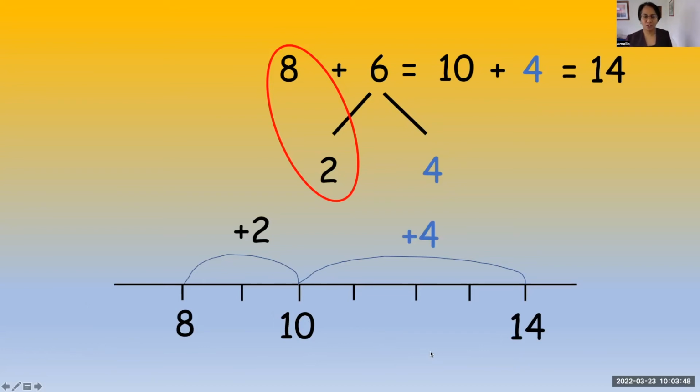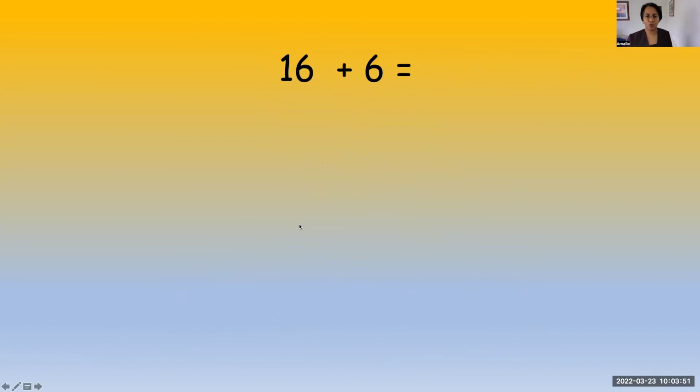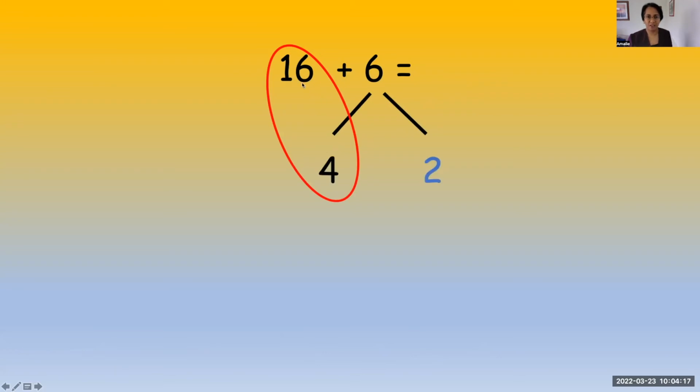Once your child is confident with this, you could move on to another multiple of 10. So here we know that we're going to cross 20. So again, we split the 6 and we think, how much do I need to add on to get to 20? Because your child knows the number bonds to 10. We have 16 plus 4, which equals 20. Then we have the 2 remaining, which takes us to 20 plus 2 equals 22.